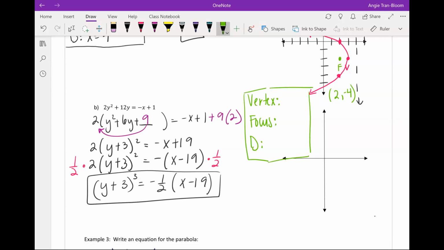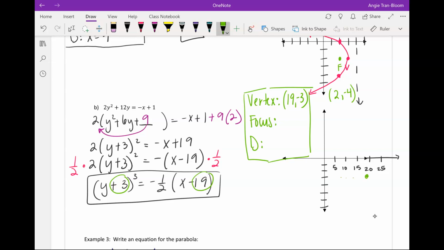Vertex is always h comma k, so here's h and here's k, so that's going to be 19 comma negative 3. Okay, well, I'm definitely not going to do 19 tick marks, so for the x location I will just do every 5 units. 5, 10, 15, extend this all the way out, 20, and 25. And on the y-axis, I can stick 1, 2, 3, 4, 5, 6, 7.